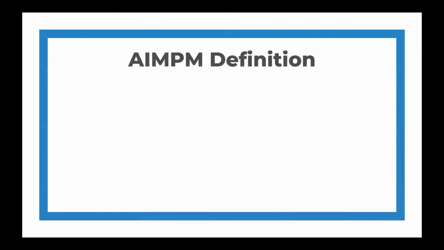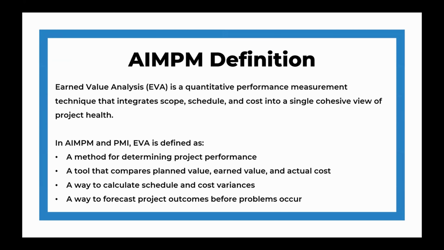Now, our definition aligns with PMI, but a bit more detail always helps. We define EVA as a method for determining project performance, a simple tool that compares planned value, earned value, and actual costs that are associated with the project. It's a way to calculate the schedule and the cost variances, and it's a way to forecast project outcomes before problems actually occur. This aligns for the most part with PMI's definition, but it's a bit more simple.